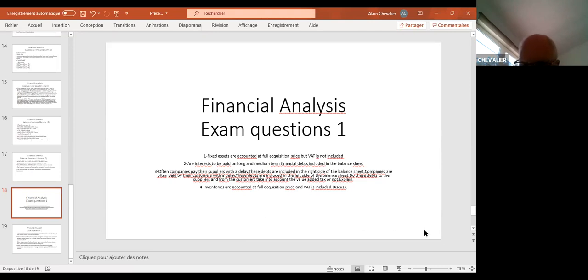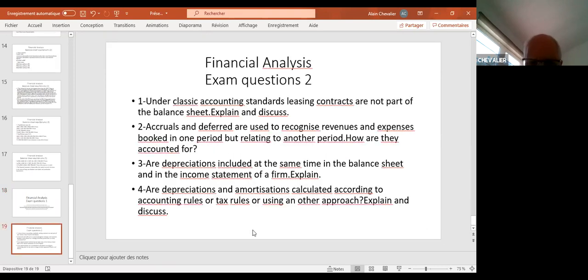So this was the first group of questions, and I had a second group of questions for you. Second group of questions, a bit more difficult here. Four questions again, very different questions, very classical questions in financial analysis. But first, let's start with number 3. We'll come back to the two first questions in a few minutes. We have 4 questions, and I start with number 3, and number 3 and number 4 are questions on depreciation and amortizations.